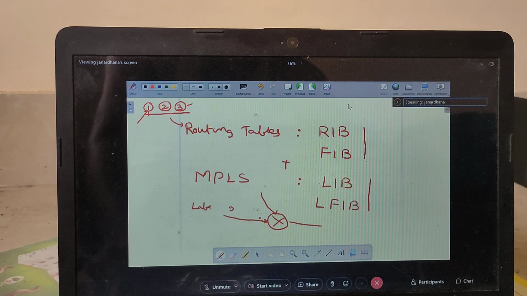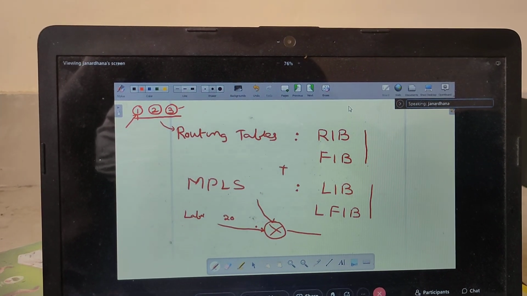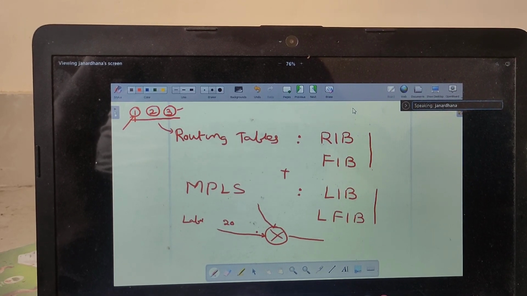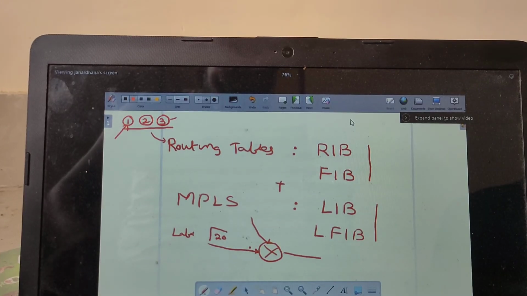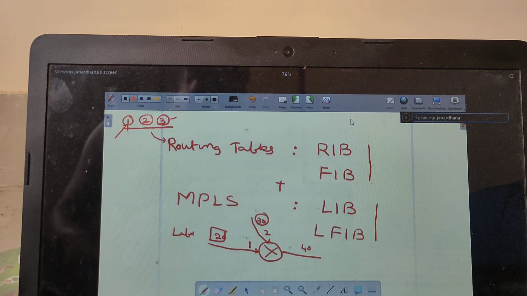For example, label number 20 is coming from this side. From here, label number 30 goes out on port number 1, interface 2. Then a new label has been added here. This is 40, on interface number 4. One more interface, interface 5, with label number 50.